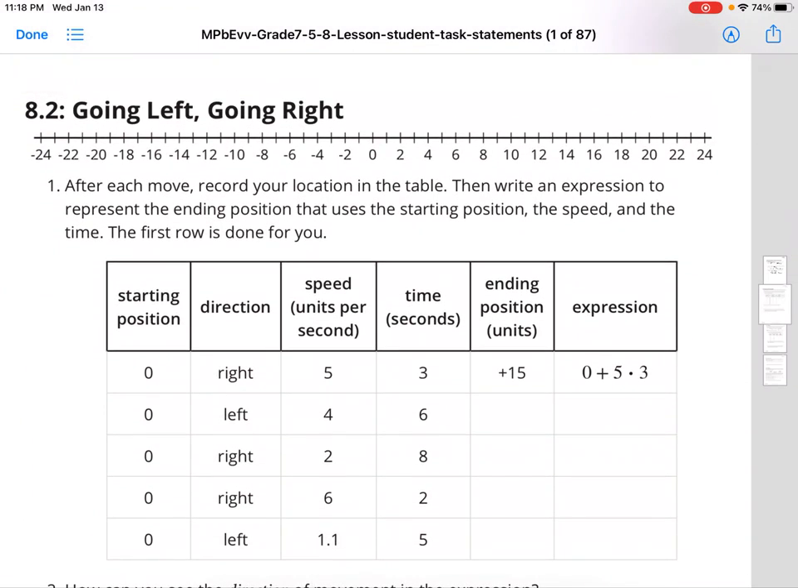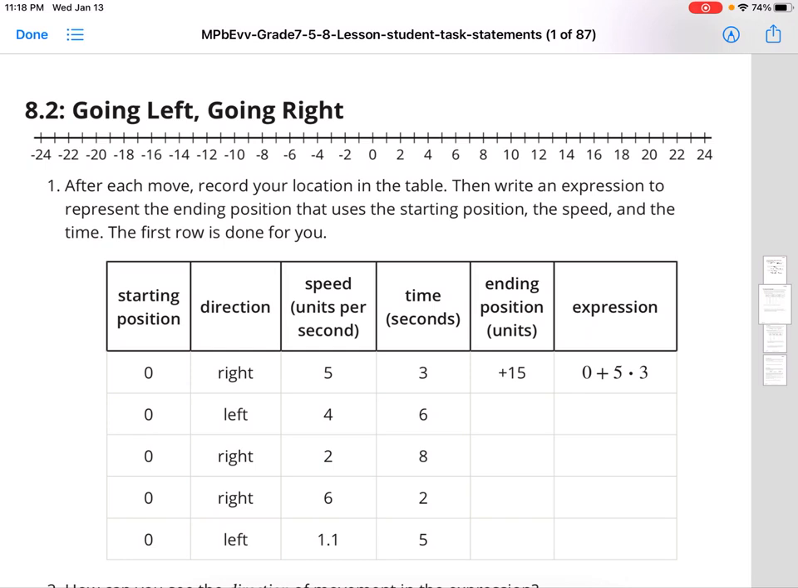8.2, Going left and going right. So you should see a number line. It says, after each move, record your location in the table. Then write an expression to represent the ending position that uses the starting position, the speed, and the time. So the number line is just there for a reference for you.